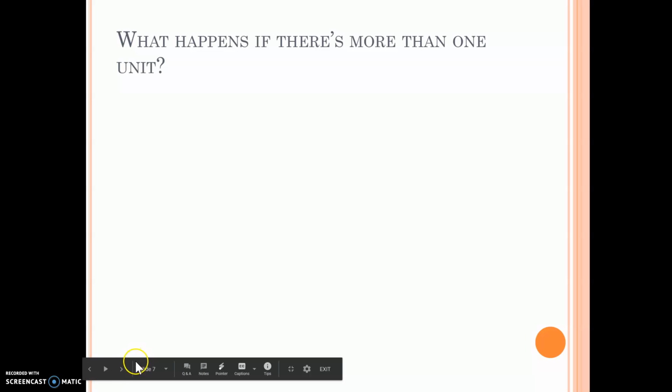Second part of Dimensional Analysis lecture. Remember that you are using the same note sets that you used before fall break. This time we're going to go over what happens when there's more than one unit.